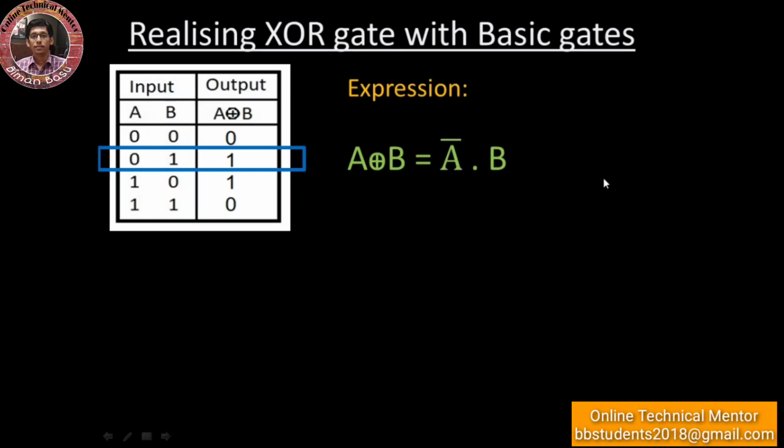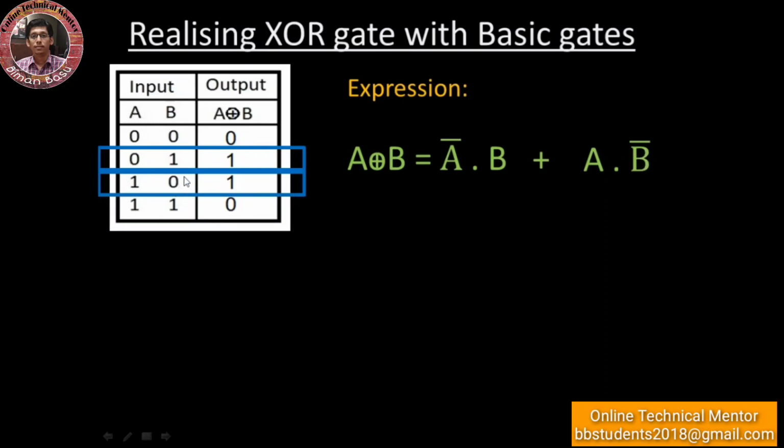Now there is another condition where you are getting output 1. So the third combination of input. Here A is 1 and B is 0. So since there is another condition, just write down OR A dot B bar. Since A is 1, that's why I have written A, and since B is 0, write down B bar.